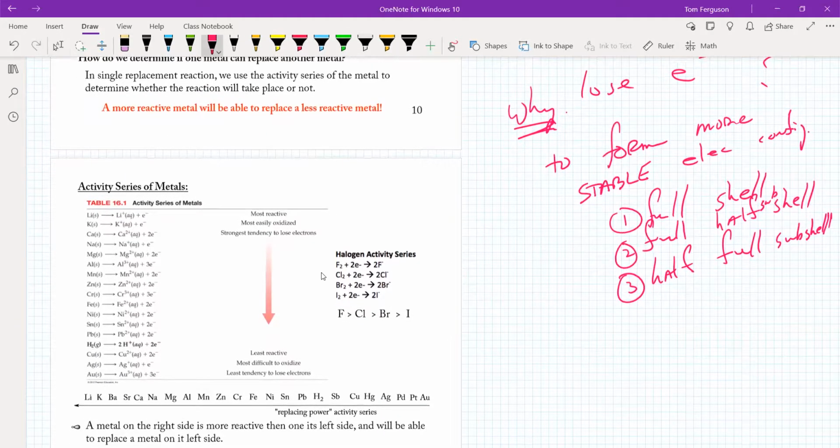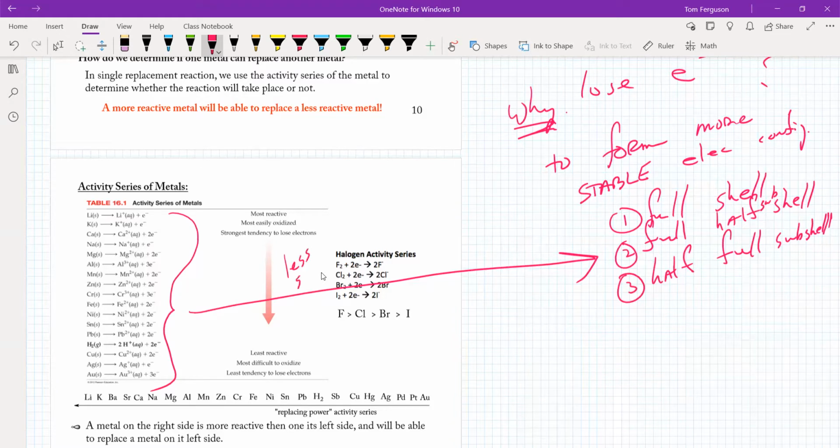And that's what this does. So as we go down here, we have less stability. So what that means is by losing electrons at the top, we form a really solid full shell ion.